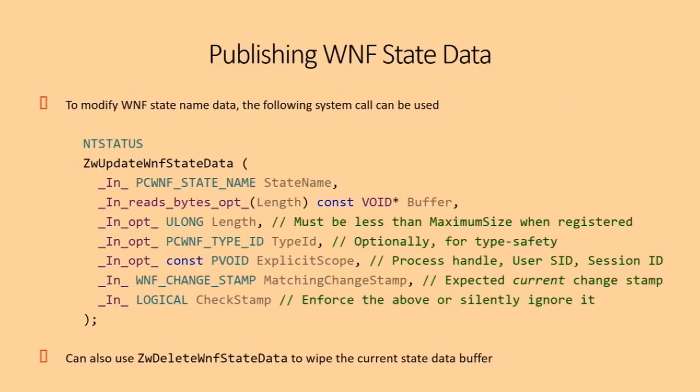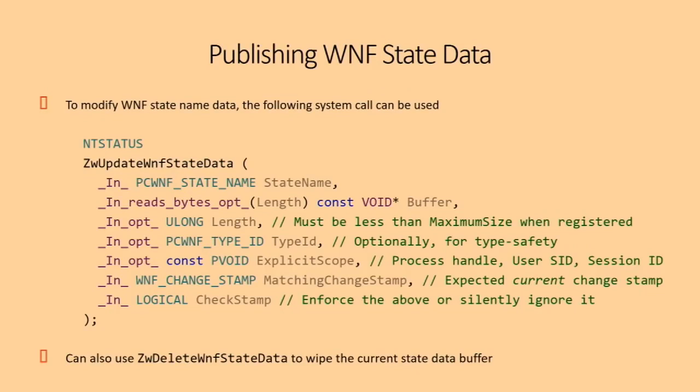Then if you want to add data, if you want to send a notification, there is an update WNF state data call in which you pass in the state name, a buffer, a size, and then something called a change stamp. The change stamp basically lets you say, every time I publish data, there's a unique timestamp, a monotonically increasing number that says data entry 37 was written to. And then it's 38, and then 39, and so on. You can say, the last time I published data, the timestamp was 40, and so now I believe I'm publishing timestamp 41.